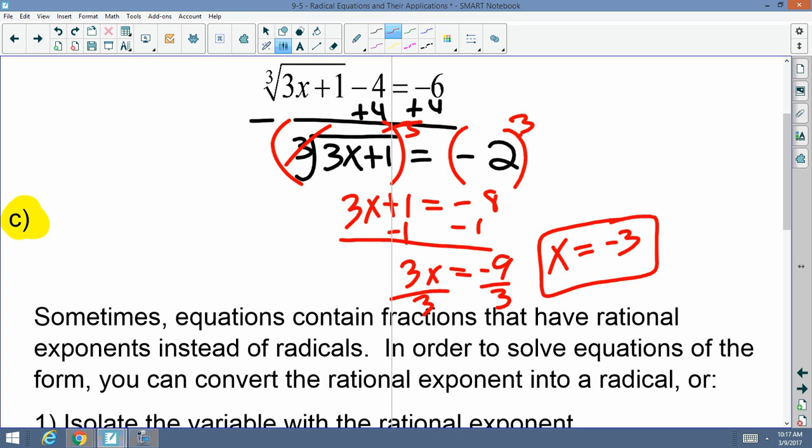Now we've got to plug it back in and just make sure it works. But 99% of the time, when it's a cube root, it's going to work because you can have negatives. So 3 times negative 3 is negative 9, plus 1 is negative 8. Cube root of negative 8? It's not 2, it's negative 2. Negative 2 minus 4 is negative 6. It checks out.